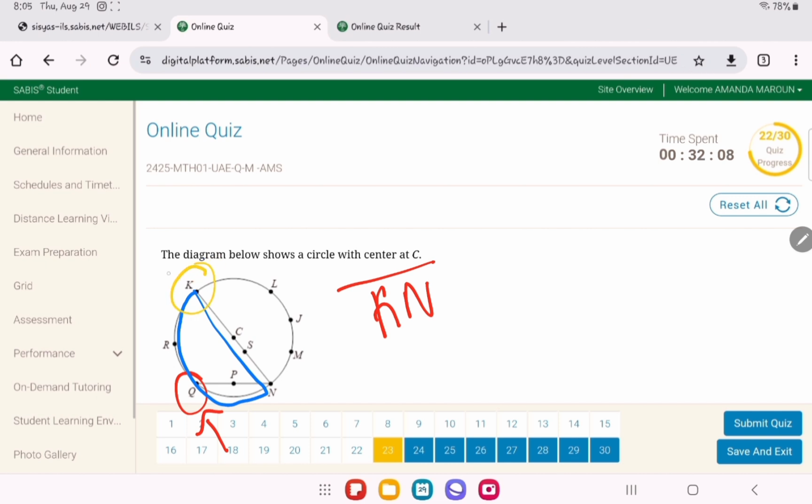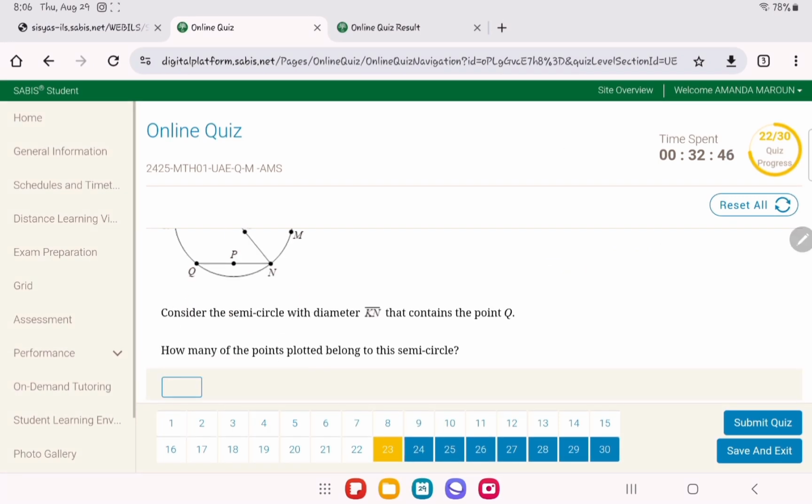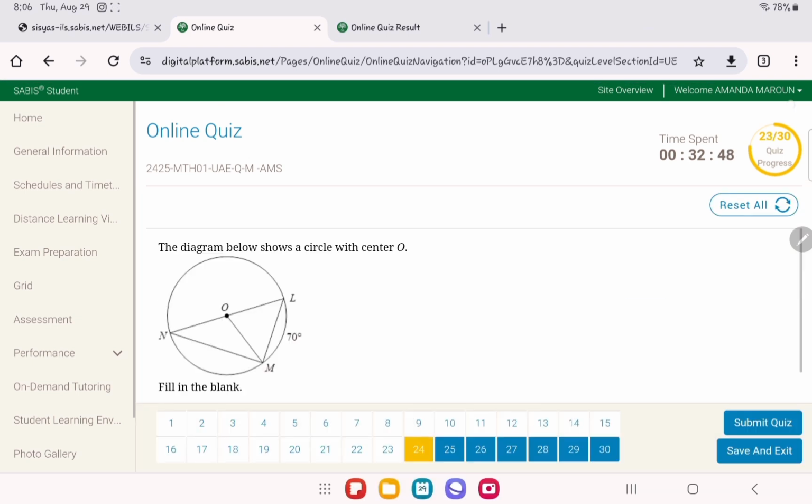And now we have K, we have R, we have Q, and we have N. We do not take the points that are inside, we never consider them, and we don't take the points that are on the diameter. It's never considered. So the points not considered are on the diameter and in the semicircle. The only ones considered are the ones on the arc. So we have 4: K, R, Q, and N. That is why we have 4 points on the semicircle KN that has Q. So we have only 4 points that belong to this semicircle.